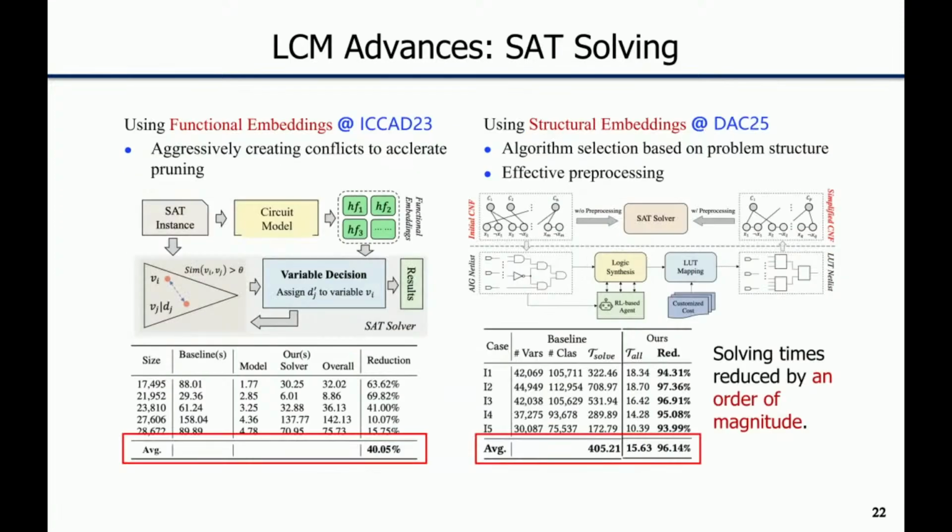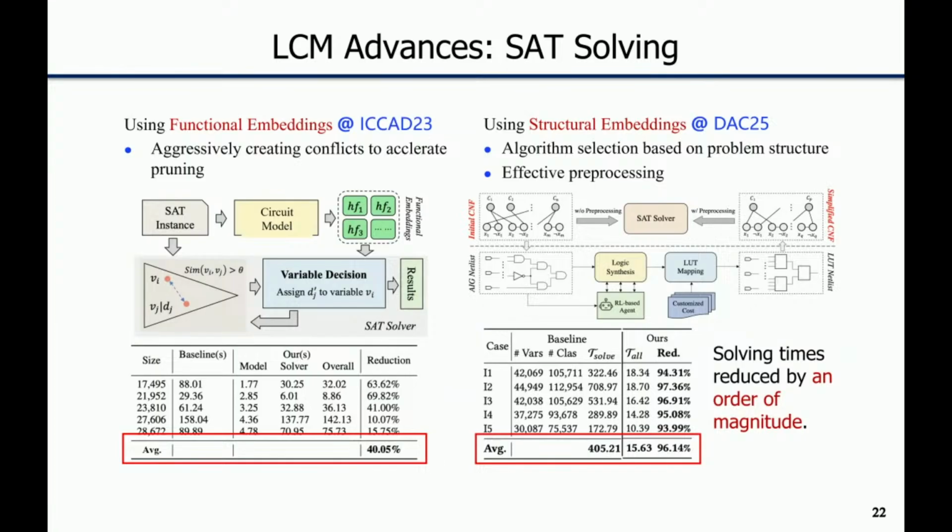Then we apply it to several EDA applications. If we learn the logic, one thing we can do is apply it to SAT solving, which is a core engine for logic synthesis and formal verification, right? For the functional embedding, we take advantage of it to find those circuit elements that are very related or similar in function. We put them in opposite values up front, because SAT solving is a problem where you want to find the conflict in the circuit as soon as possible, right? So we try to create the conflicts as early as possible, right?